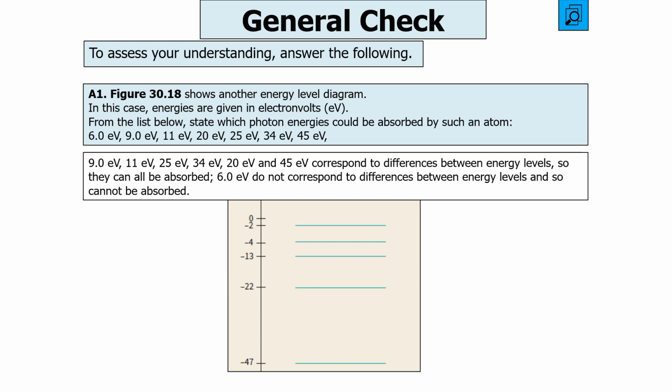So 9 eV, 11 eV, 25 eV, 34 eV, 20 eV and 45 eV all correspond to differences between energy levels, so will all be absorbed by the atom. 6 eV does not correspond to any difference in the energy levels, so cannot be absorbed.